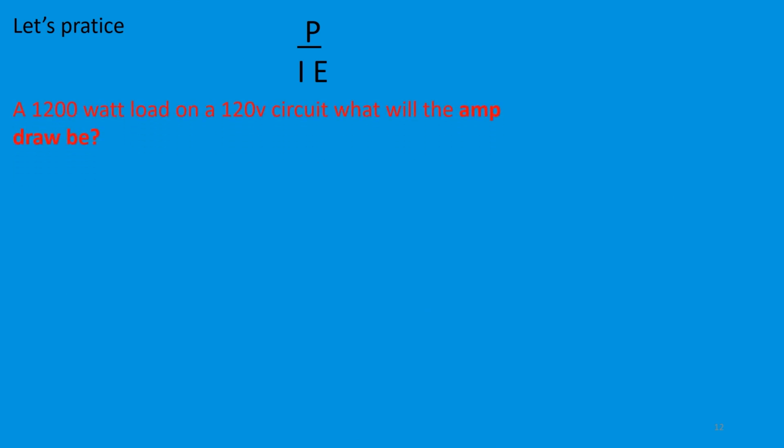All right, y'all, let's go ahead and do some practice. So we have a 1200 watt load on a 120 volt circuit. What will the amp draw be? So what we do is we lay out our pyramid and we plug in what we know. We know that we have 1200 watts and we put it on top. And we know that we have 120 volts and we're solving for the current. So what we do is we take our 1200 watts and we divide it by 120, and that's going to give us a 10 amp draw on this circuit.